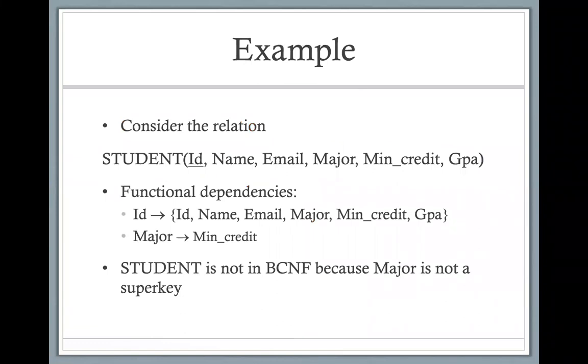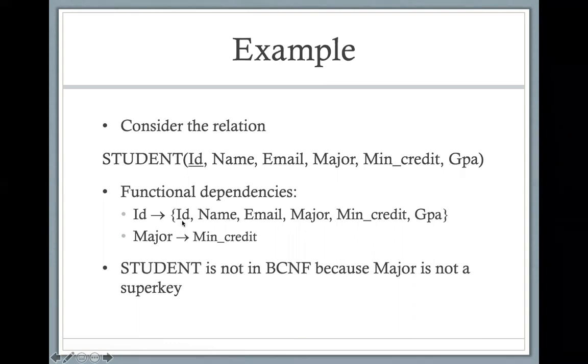Okay, let's look at an example. Let's assume I have the student table, which has these attributes, and its primary key is ID. I can tell from the data. If I don't have these functional dependencies, I can deduce them from the data by looking at the values inside every attribute.